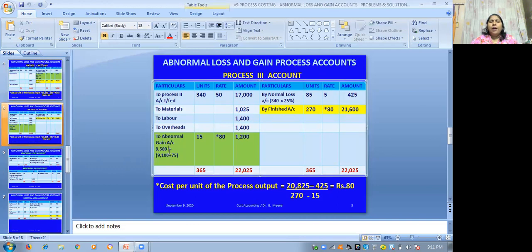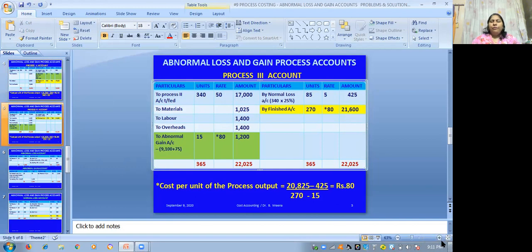Then how to calculate the abnormal gain? Abnormal gain, here it is, 15 is coming. How to calculate the 15? Now look at the calculations I made. What is the output? 270, right? 270 plus what is my normal loss? My normal loss is 85. So if I do this calculation, then definitely I'll come to know there is an abnormal gain.